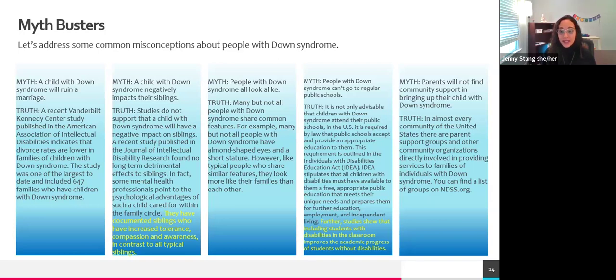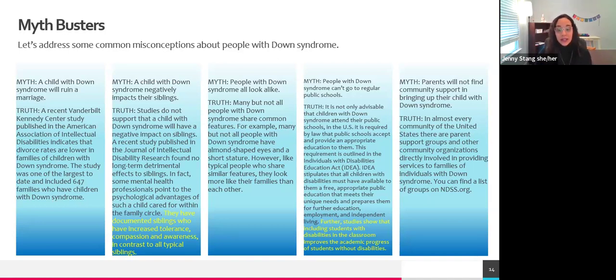Okay. Next, people with Down syndrome can't go to regular schools. But the truth is, it is not only advisable that children with Down syndrome attend their public schools. In the US, it is required by law that public schools accept and provide an appropriate education to them. This requirement is outlined in the Individuals with Disability Education Act, also known as IDEA. And IDEA stipulates that all children with disabilities must have available to them a free, appropriate public education that meets their unique needs and prepares them for further education, employment, and independent living, just like their typical peers.